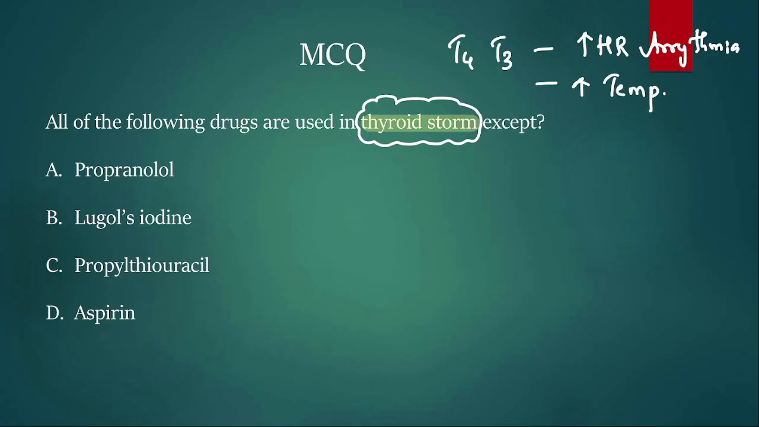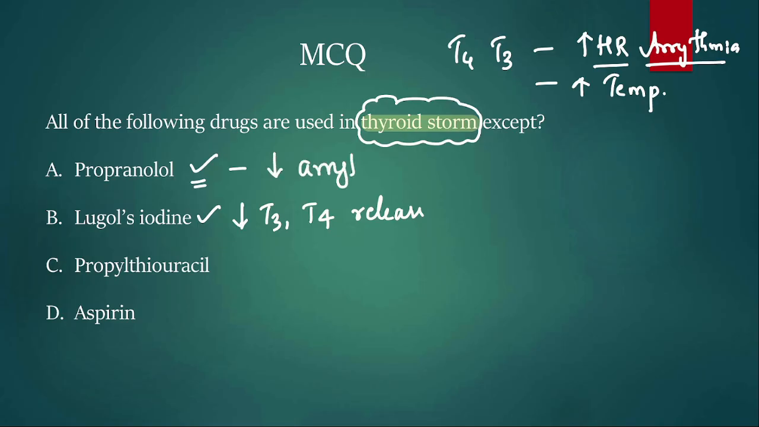Now, we use drugs like propranolol. Yes, it is used because propranolol can take care of arrhythmias and decrease the heart rate. Lugol's iodine is the fastest acting drug because it decreases T3, T4 release. And what does the beta blocker propranolol do? Propranolol also decreases the incidence of arrhythmias. And one more advantage is it inhibits the conversion of T4 to T3.